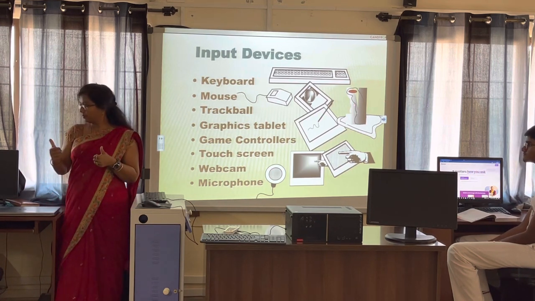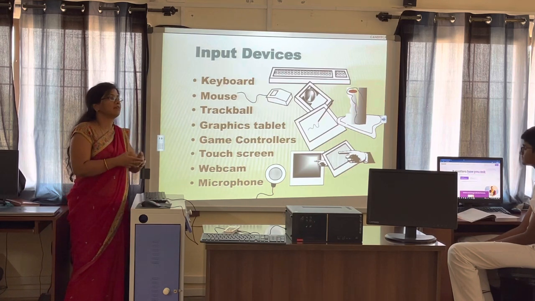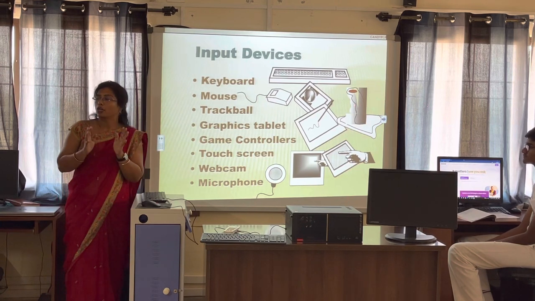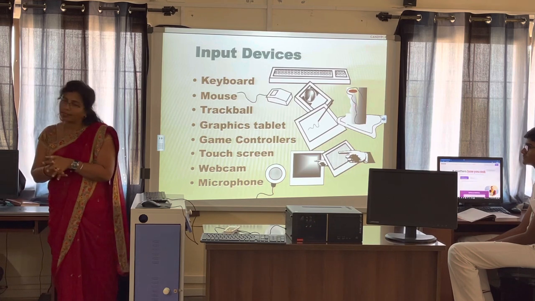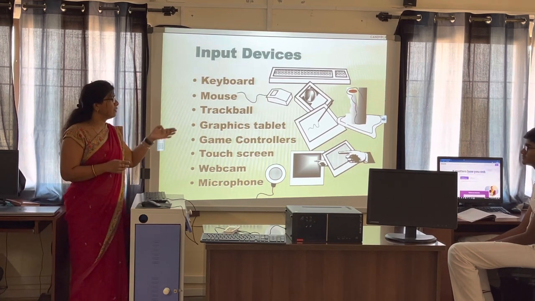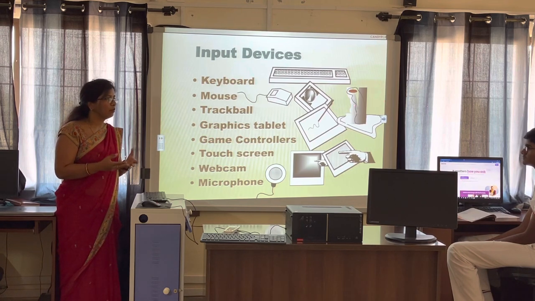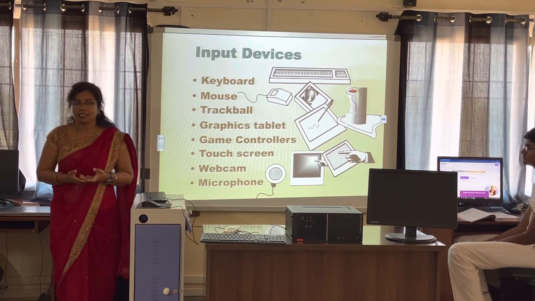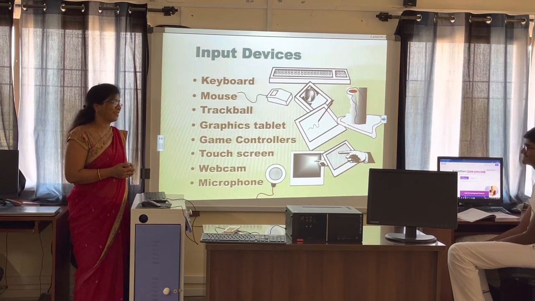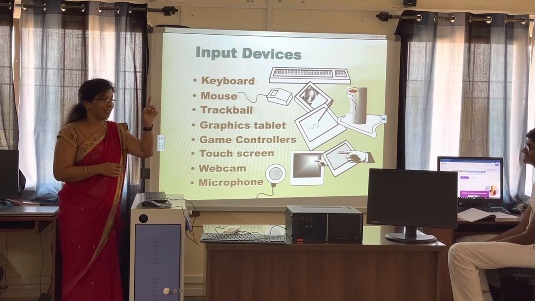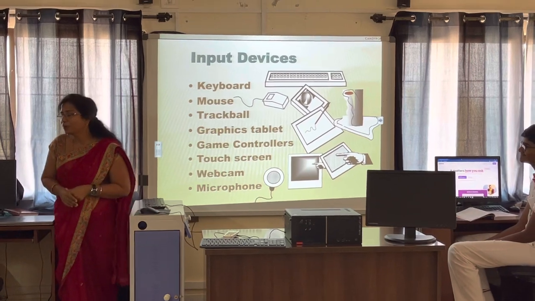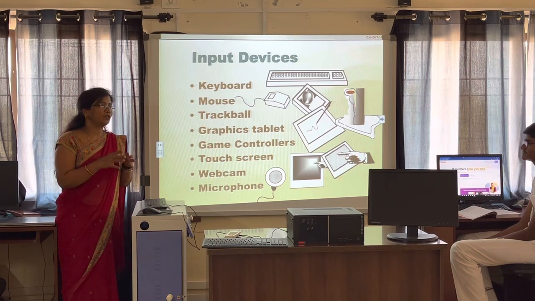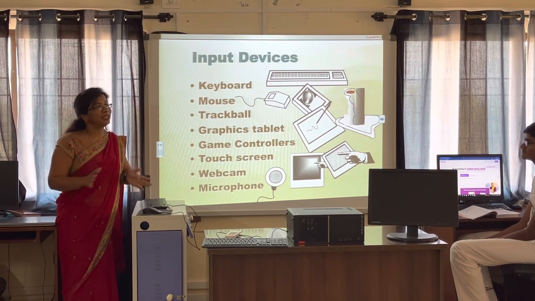Keyboard, mouse, obviously, for clicking and selecting, which has made our life very easy. It becomes very difficult for us to remember all the shortcuts. Trackball, graphic tablets, game controllers. Obviously, I don't have to give much information about game controllers and joysticks to you people, which have become a day-to-day part of the children's lives, right? Touchscreen is one such beautiful invention which has made the life of people so easy to operate systems or any mobile phone.